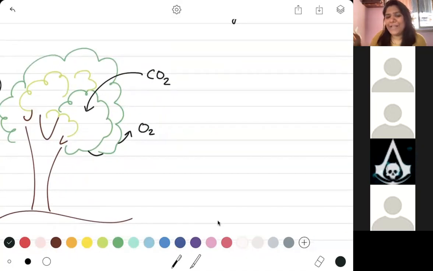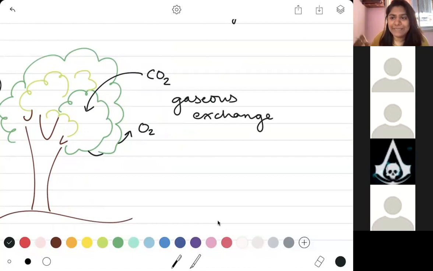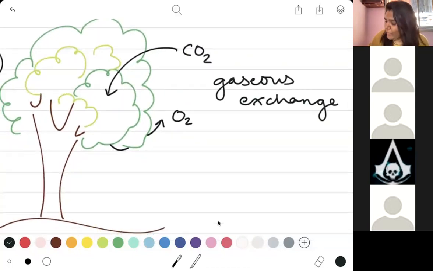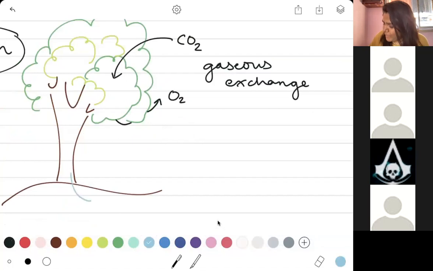Okay. Now, while your plants are able to carry out this gaseous exchange, they also take in an ample amount of water from the ground and they move this water upward. Last year you might have studied some of these processes.